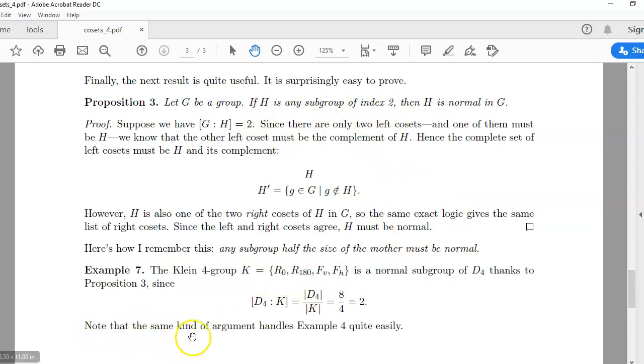And please note that the same example handles example 4 the exact same way. It was index 2, so we know that it's normal. And that takes care of it. But please remember that is sufficient, but it's not necessary. There can be normal subgroups that are not index 2. Be careful and take care.